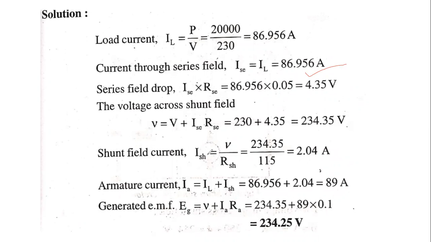Then the shunt field current ISH is equal to V by RSH, where V is the voltage that was obtained. IA is equal to IL plus ISH, where IL is the load current that will be calculated, that is 86.9, and ISH is equal to V by RSH. Then we calculate the EG. Therefore EG equals V plus IA RA.